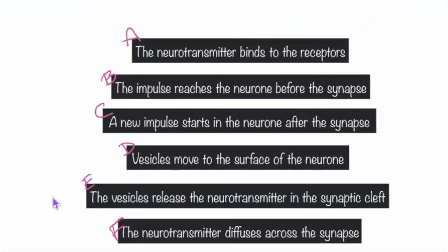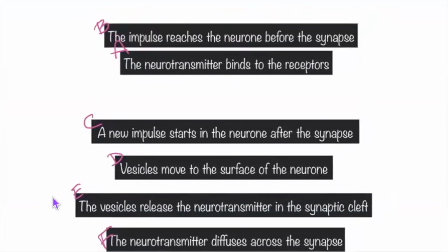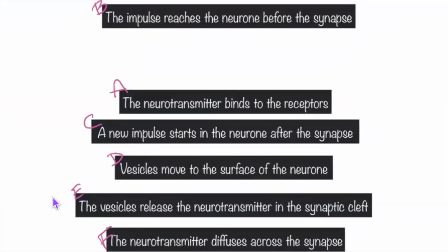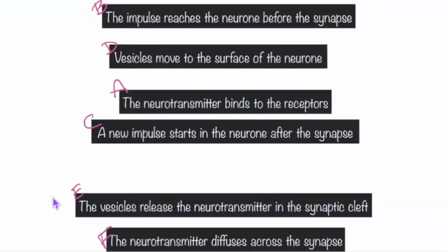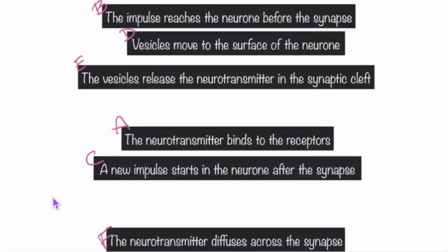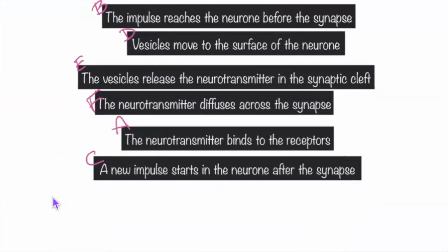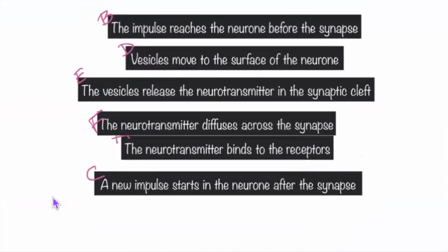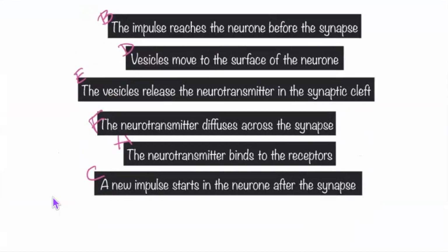So look at what I'm going to start with. I'm going to start with B, right? That's like before the synapse. B. And then I'm going to shift to vesicles, D. And following that, they will release their content, which is E. As they release their content, the neurotransmitter will diffuse, right? The neurotransmitter binds, and there's a new impulse, right? So that's the best order. Is it clear?